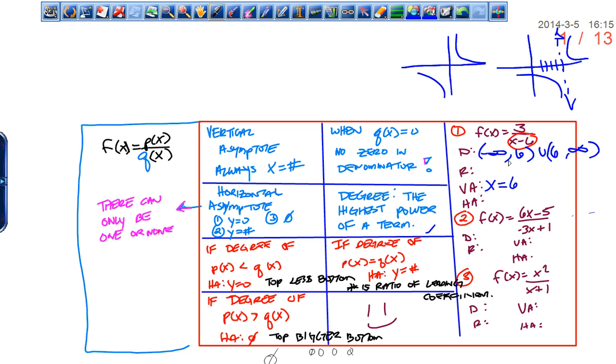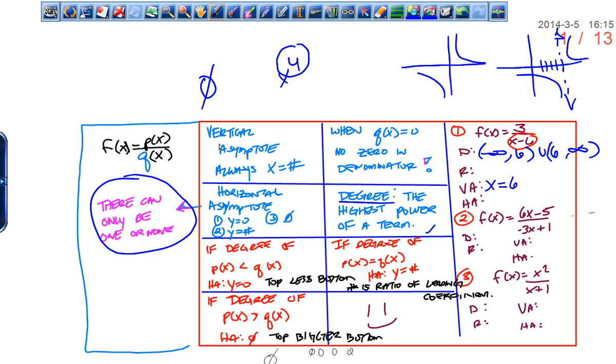The next thing is our horizontal asymptote. Now you have 3 options, but you can only have one of these 3. It's either y equals 0, y equals a number, or there's not one, and we say it's undefined or does not exist. To determine what that is, we first look at the degree. Remember, degree is the highest exponent in the polynomial on top, and the highest degree in the polynomial at the bottom.